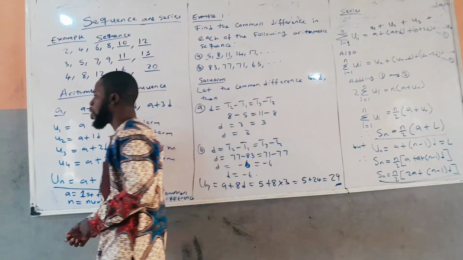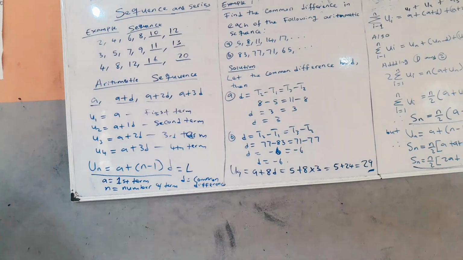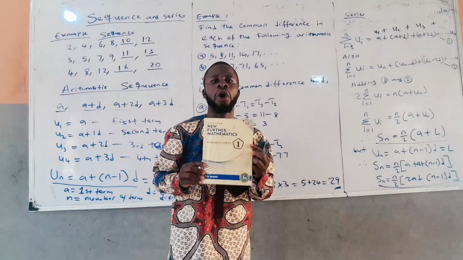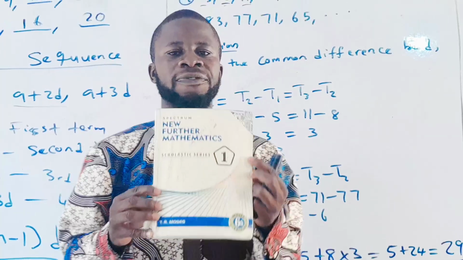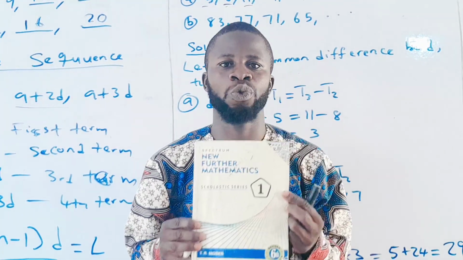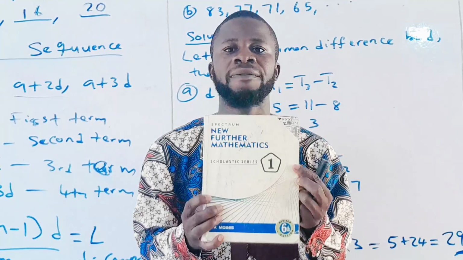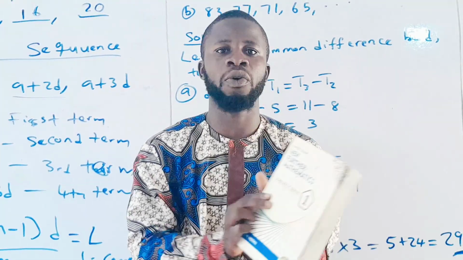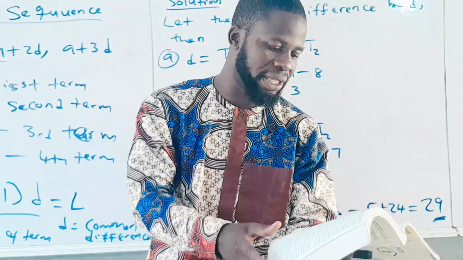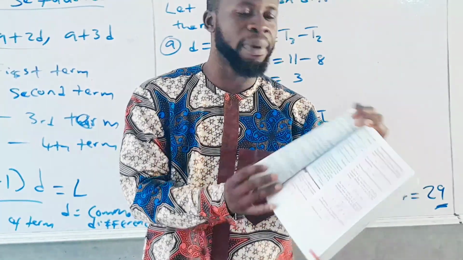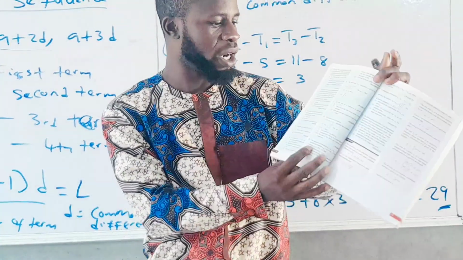Okay, so let's go to the question I was talking about. Most of you have seen this book. This is what they call Scholastic, that is Further Mathematics Scholastic for SS1. The question the boys asked me to solve is actually gotten from this, written by T.R. Moses. So the sequence and series is a direct question that he gave to me. That's question number 22.